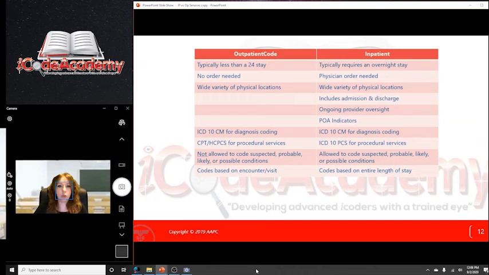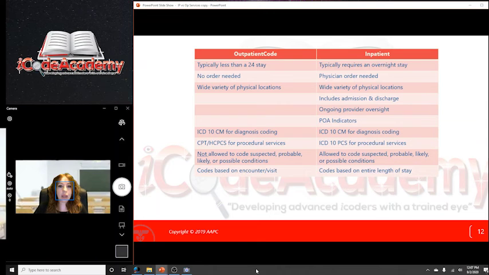Next, we have our outpatient, which is really a wide variety of physical locations, and that correlates exactly the same over to the inpatient side. Your outpatient is going to, again, have a scheduled visit, so you have an appointment with Dr. James at 10 a.m. on Tuesday. Your inpatient encounters are going to reflect an admission report or an H&P as well as a discharge. And this is where we have that ongoing provider oversight, as well as POA or present on admission indicators.